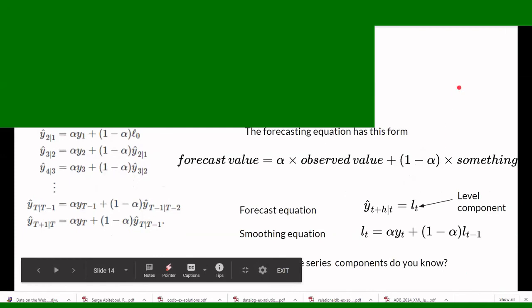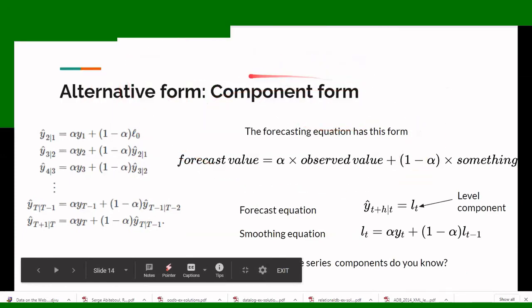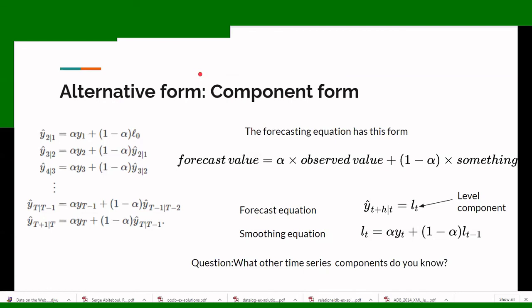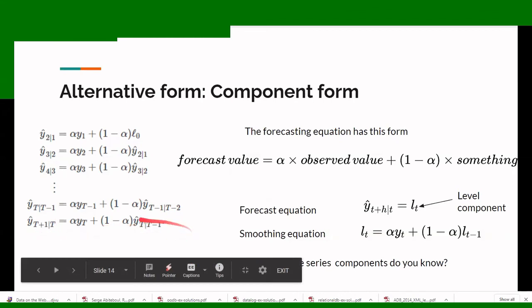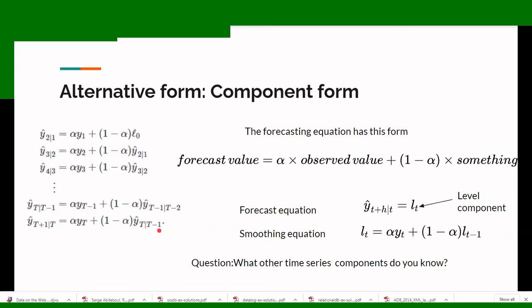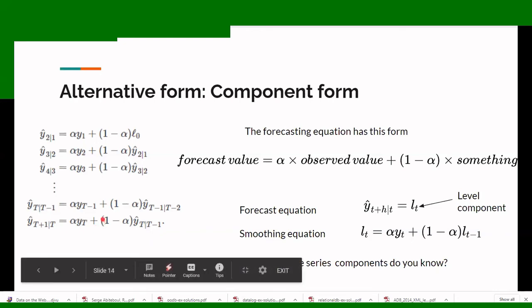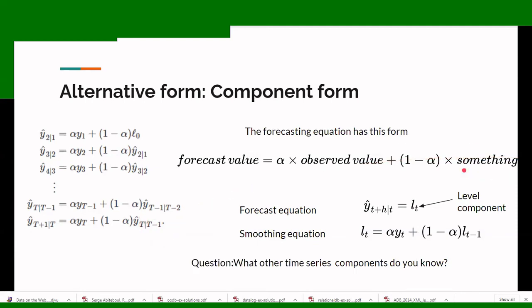Okay, but there's also an alternative form, which is what we call the component form. The same lang siya, kaya lang, meron kasi sa math, meron siyang form na mas madaling maintindihan. Kung nakaganyan siya na form, mas madali nating madissect yung mga properties niya. So, as you notice, this is basically telling you to use the observed value and use this. Tama? Alpha times observed value plus a certain something. Okay, so what is this?